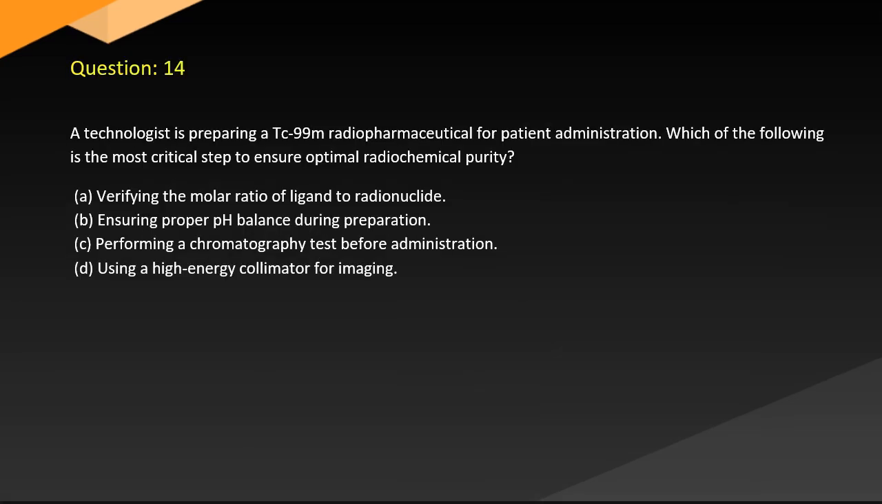Question 14. A technologist is preparing a Tc-99m radiopharmaceutical for patient administration. Which of the following is the most critical step to ensure optimal radiochemical purity? A. Verifying the molar ratio of ligand to radionuclide. B. Ensuring proper pH balance during preparation. C. Performing a chromatography test before administration. D. Using a high-energy collimator for imaging.